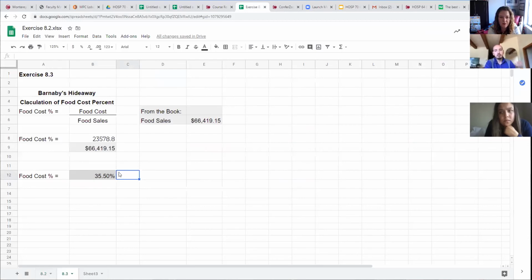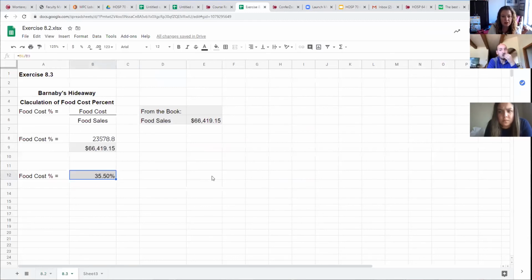Now, we've talked before, would you think 35.5% is a good food cost? Right. I don't, because this is just a food cost. You need to add all the expenses like the rent. But that's why we start with the food cost, because that's something we can control. This is good in terms of food expense.